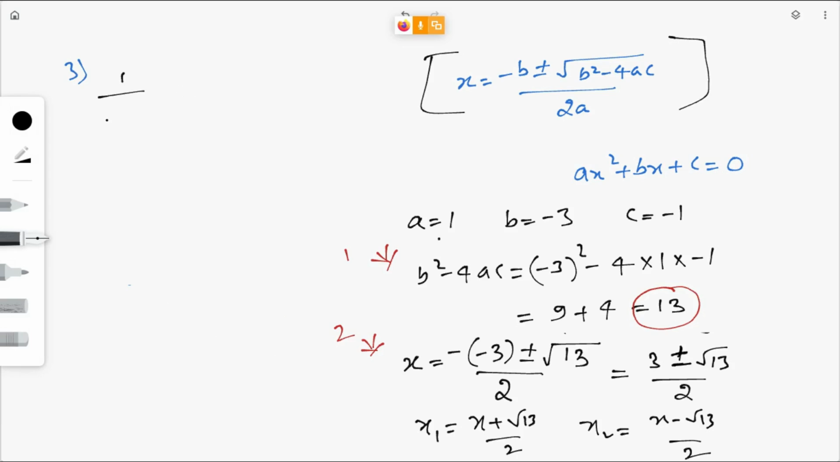1 by x plus 4 minus 1 by x minus 7 is equal to 11 by 30. Again, first you need to express it in the standard form. First, convert this equation into this form, and then find a, b and c, and substitute those in the quadratic formula.